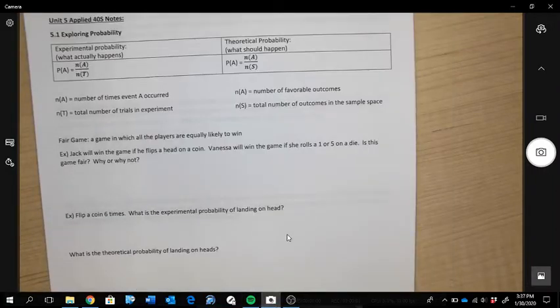Okay, Unit 5 is probability. So we're going to talk first about two definitions. We have experimental probability and theoretical probability. What is the difference? So experimental is what happened.